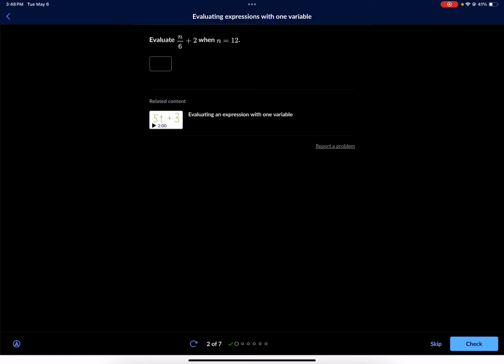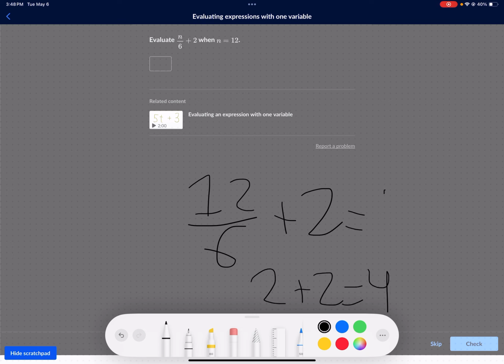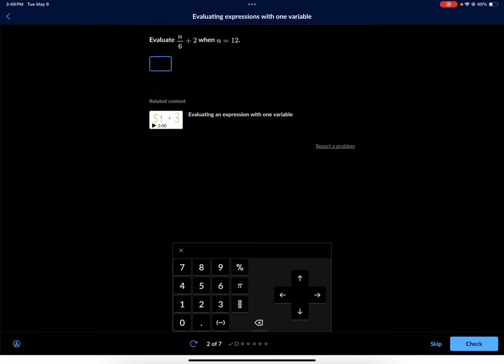Evaluate n over 6 plus 2, and n is 12. So we substitute for n, so it's 12 over 6 plus 2. We do PEMDAS. If you want more information about PEMDAS, you can go to my previous video. 12 divided by 6 is 2, plus 2 is 4. So the answer here is 4.